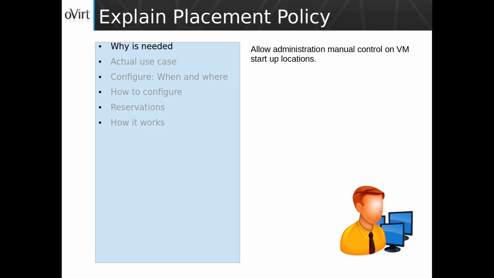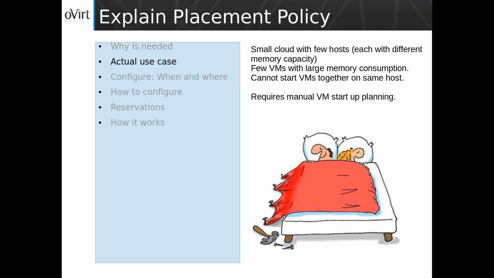It is required by administrator to have manual control on VM start up location in order to control cloud resources at startup. For instance, in a small cloud with few hosts, where some hosts have more memory than others, few VMs with large memory consumptions cannot start together on the same host or any of the available hosts, and it must be manually administrated to start on a specific host.